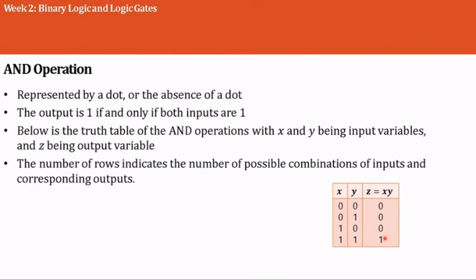So we can say that we can only have a value of 1, or Z is equal to 1, if and only if X is equal to 1 and Y is equal to 1. Otherwise, Z is equal to 0.